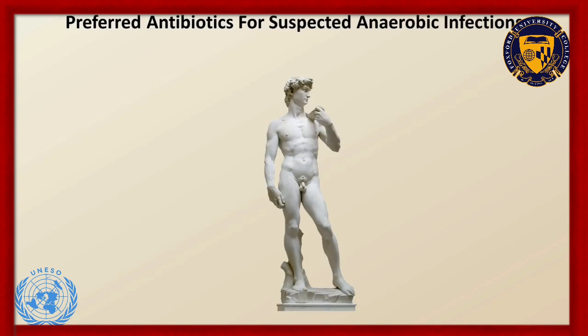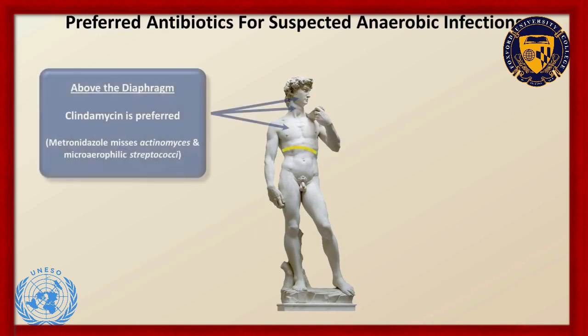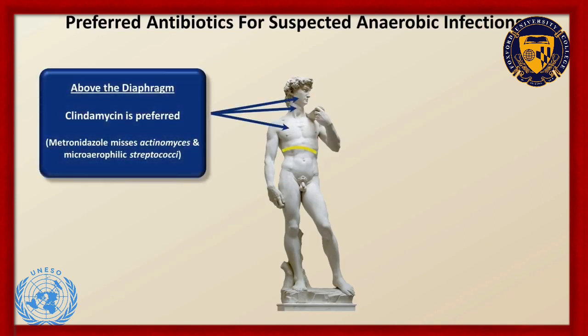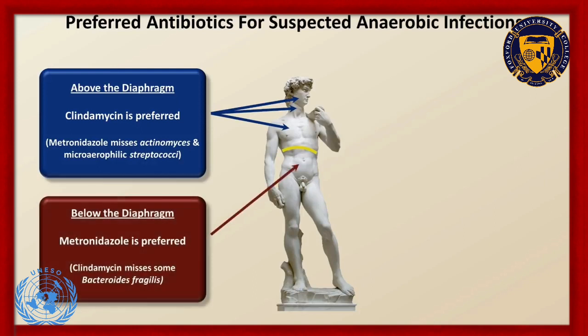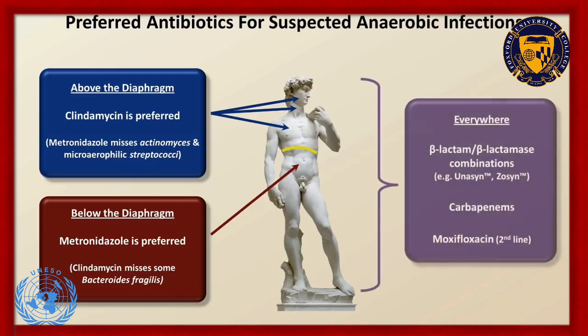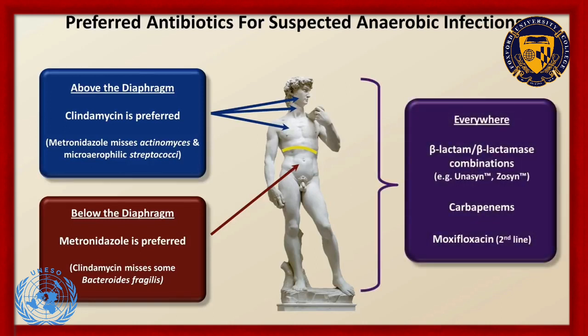So how does one choose an antibiotic in a suspected anaerobic infection? The basic principle is actually fairly simple. If, looking at our patient, we suspect an anaerobic infection above the diaphragm, clindamycin is preferred, as metronidazole misses actinomyces and microaerophilic streptococci. If we suspect an infection below the diaphragm, metronidazole is preferred because clinda misses some B. fragilis. If we need an antibiotic that covers both above and below, we would preferentially choose either a beta-lactam beta-lactamase inhibitor combination or carbapenem. Moxifloxacin is generally considered a second-line agent, perhaps for patients with severe beta-lactam allergies.